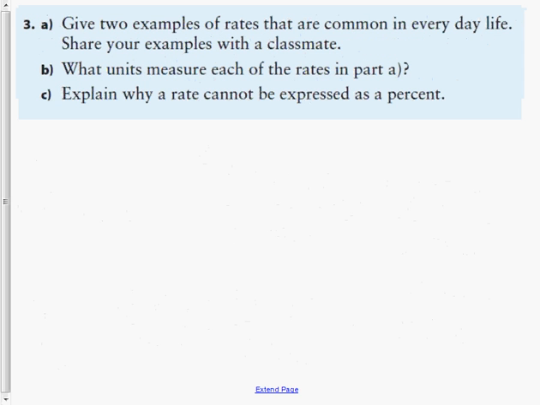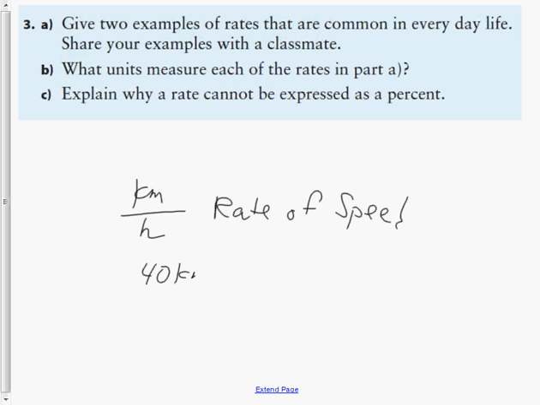Question 3 gives 2 examples of rates that are common in everyday life. Well, one that I always say is probably the most used is the rate of distance to time, or the rate of speed. On Granville Street, the unit rate is 40 kilometers per 1 hour is the speed limit. That's an example of one.